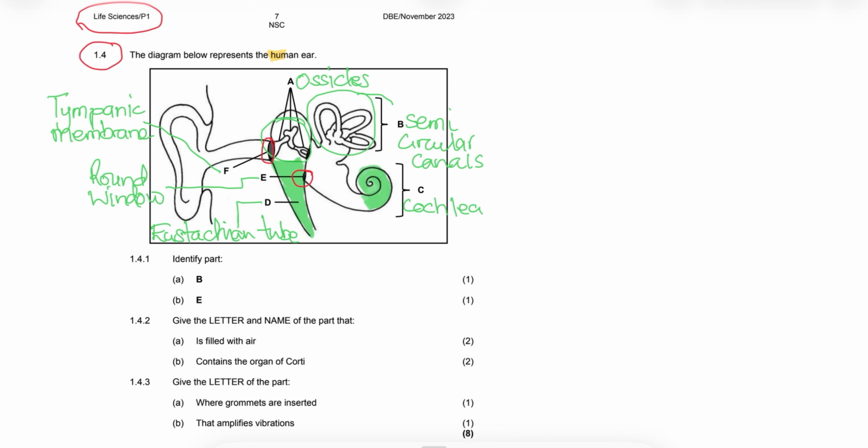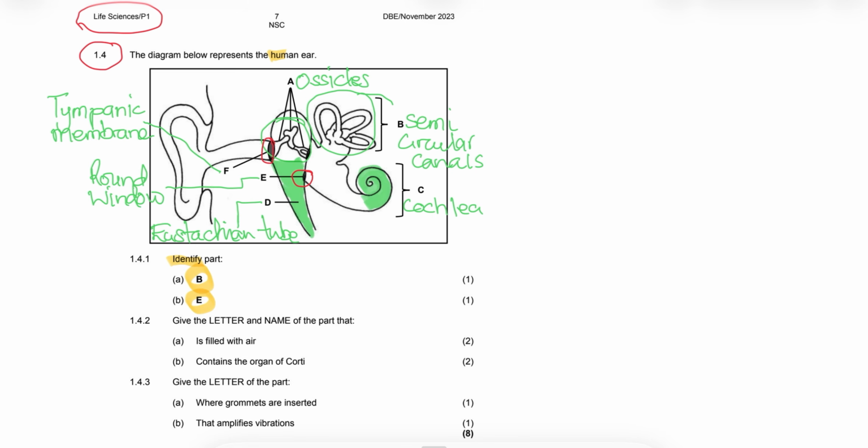All right, so we're going to start with question 4.1. It is asking you to identify. All right, so what are you identifying? You are identifying part B and part E. So if you look at this question, you see that you are simply asked to identify one thing in each question.